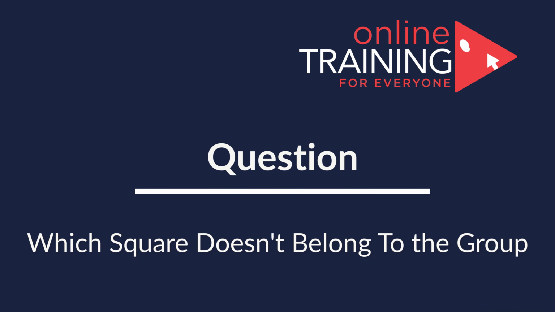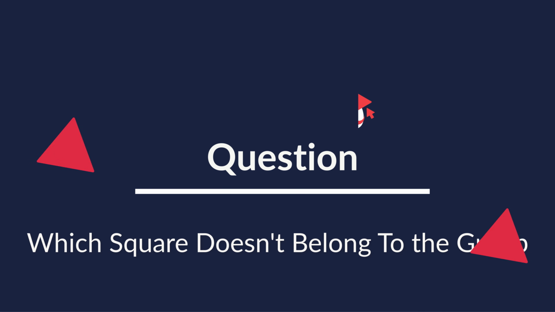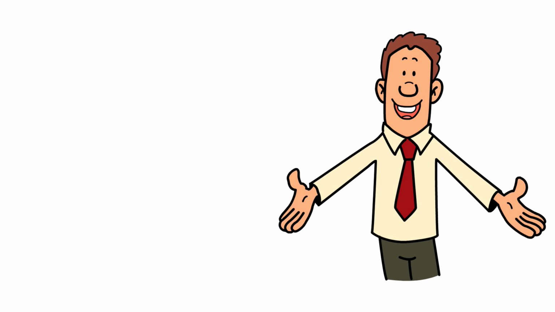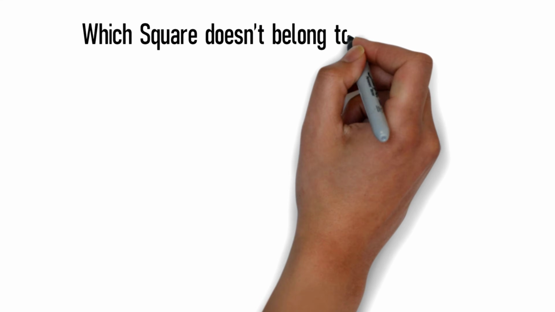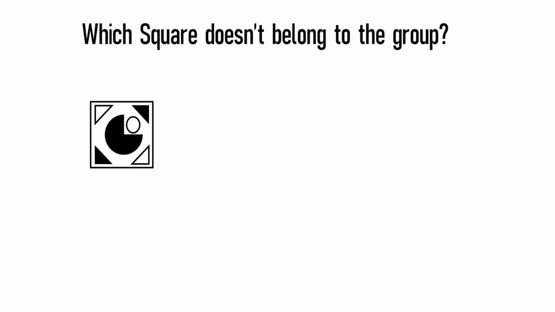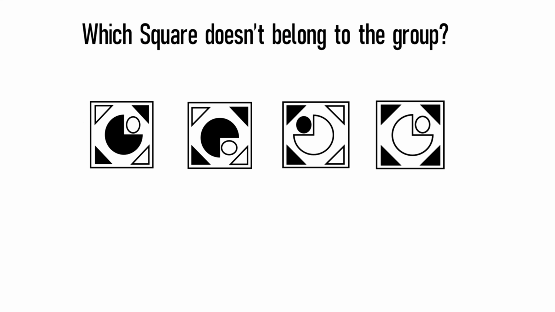I'm excited to take advantage of the opportunity and share with you how to solve these types of problems on the test. Typically, when you get a problem, you need to determine which object does not belong to the group. In this particular case, you need to determine which square doesn't belong to the group. You're presented with 4 different squares, choices A, B, C, and D.